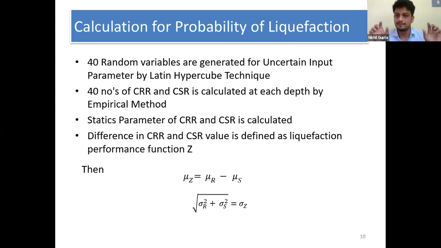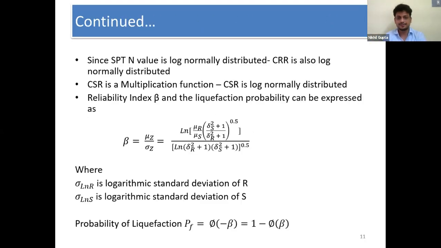Now we have mean and standard deviation for CSR and CRR. Then a function, the liquefaction performance function, is defined as the difference of CRR and CSR. Its mean is the difference of the mean of CRR and the mean of CSR, and its standard deviation is the square root of the sum of the squares of the standard deviations of CRR and CSR. Now, we know CRR depends only on the SPT value, and the SPT N value is log normally distributed, so CRR is also log normally distributed, and CSR is a multiplication function, so CSR also follows log normal distribution. Then we can calculate the reliability index or liquefaction probability by this formula, where lambda is the logarithmic standard deviation of CSR and CRR.